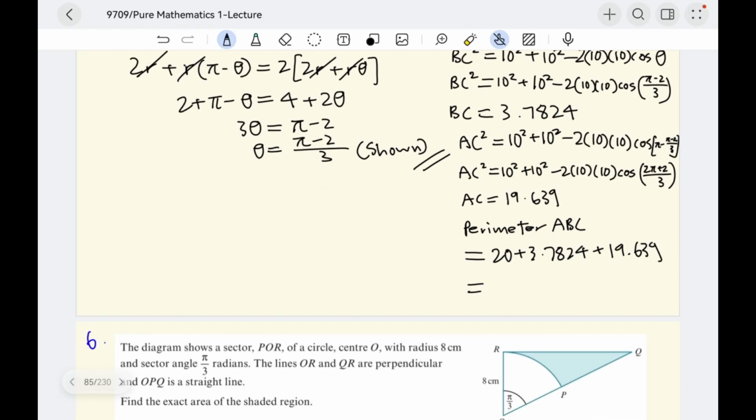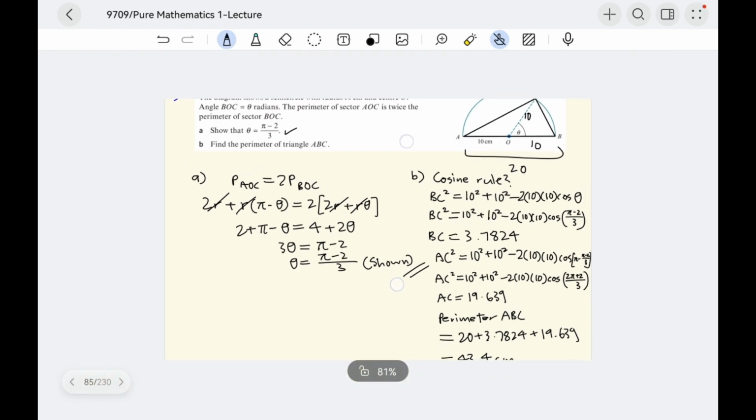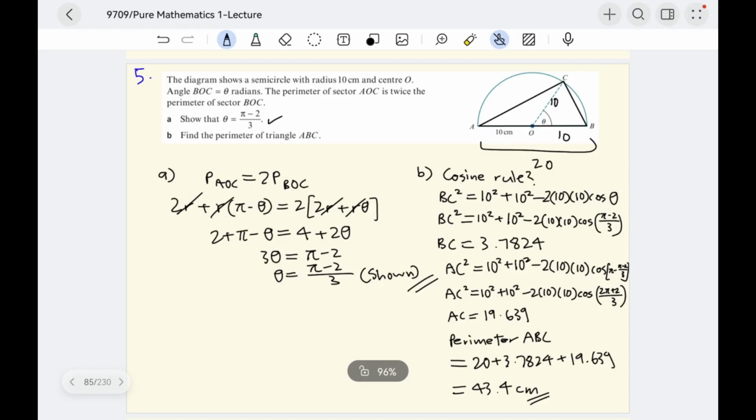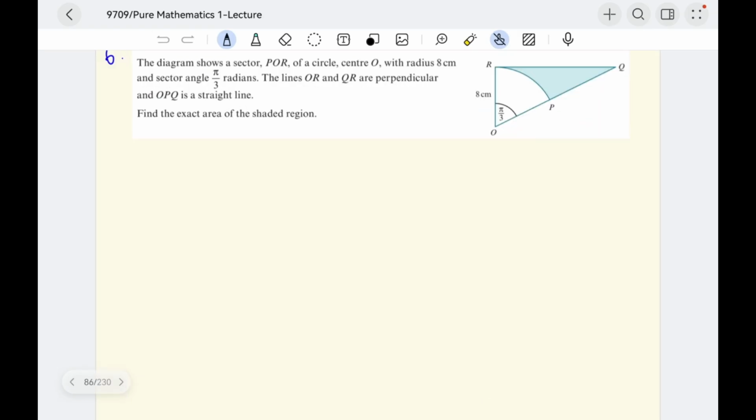So eventually you will get the final answer of 43.4. It's optional for you to write the units, but for me, I wish to do so. Yeah, that's the end of the discussion of this question. Okay, let's move on to the next question, which is question 6.